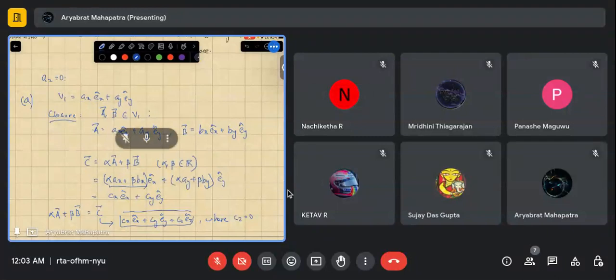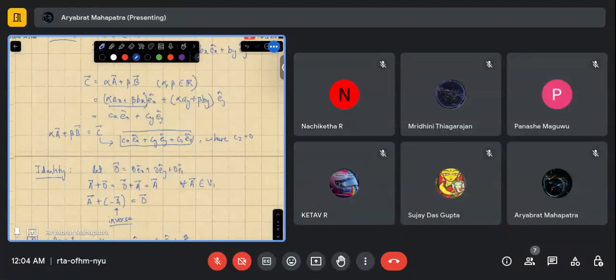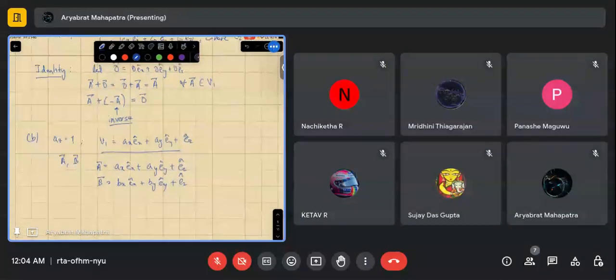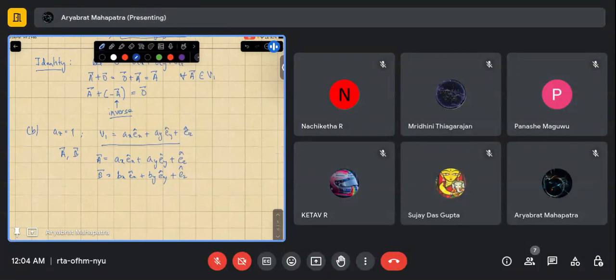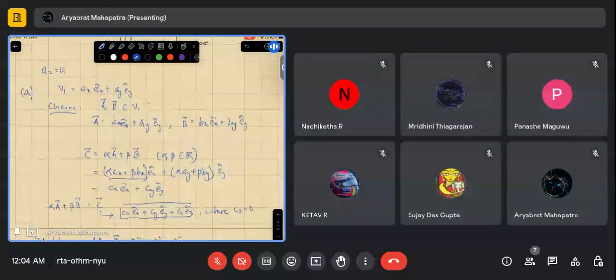Sujay, I think you were telling something, like you had some doubt. Okay, so can anyone tell me if this can form a closure under this linear combination?